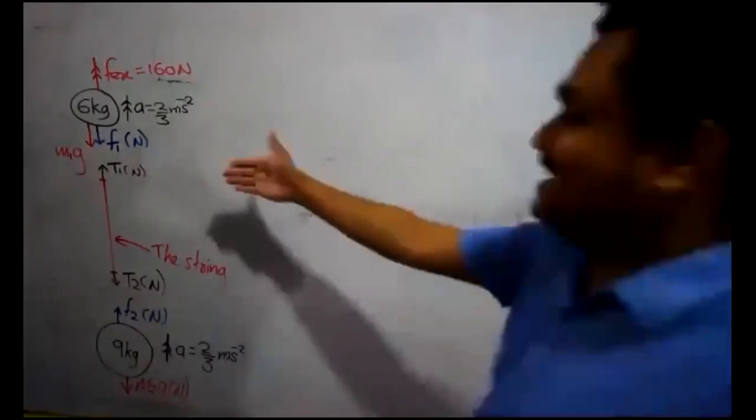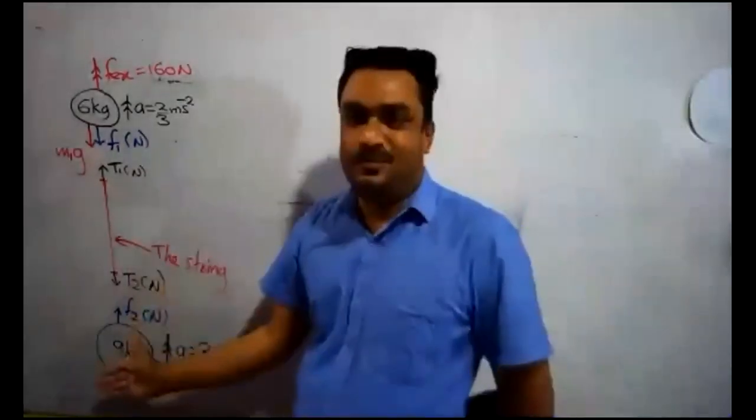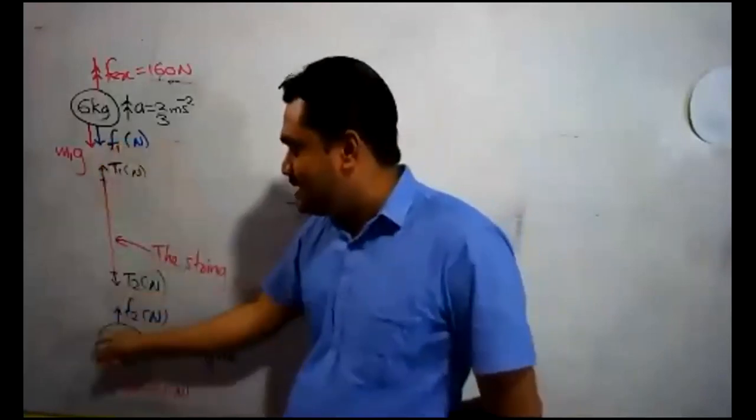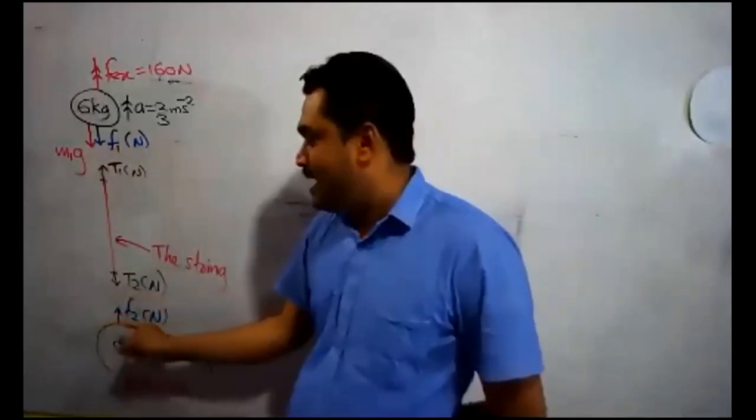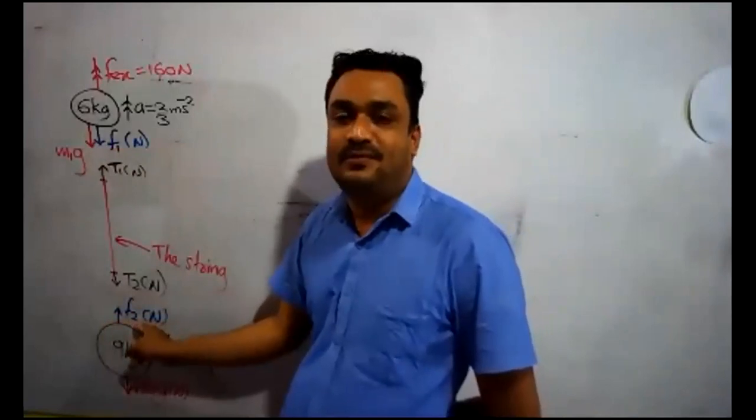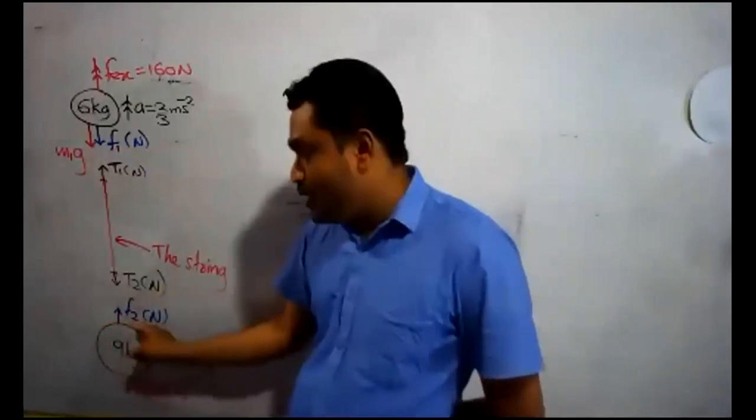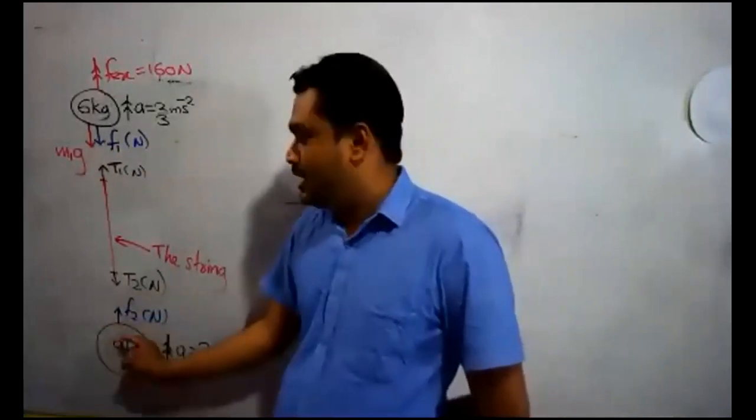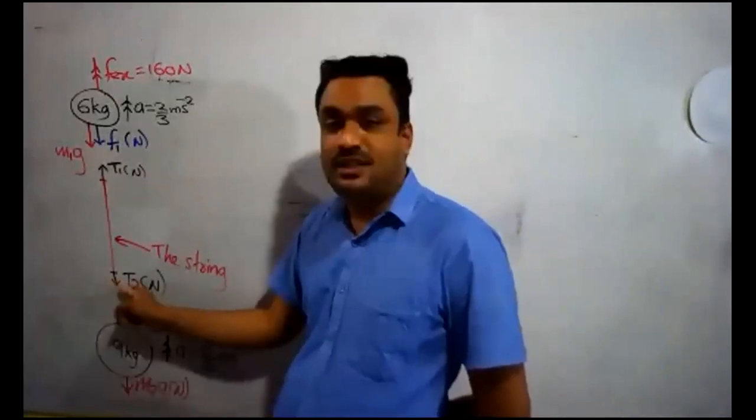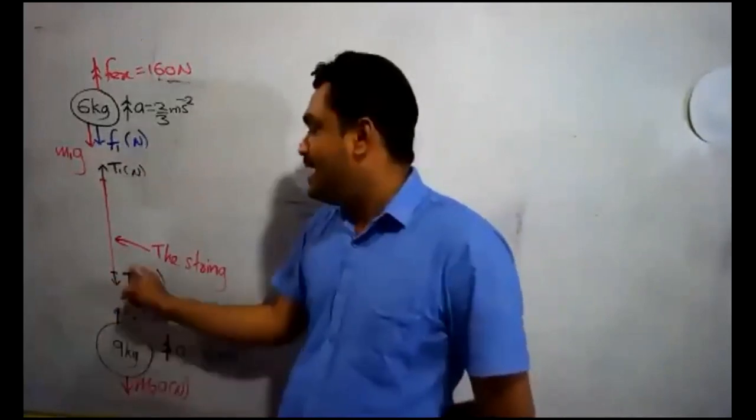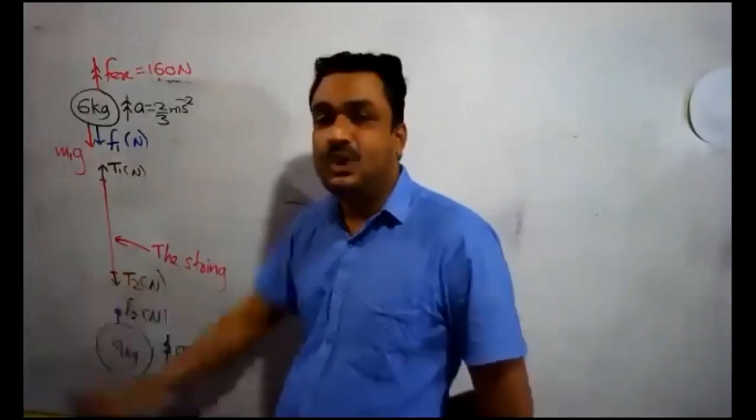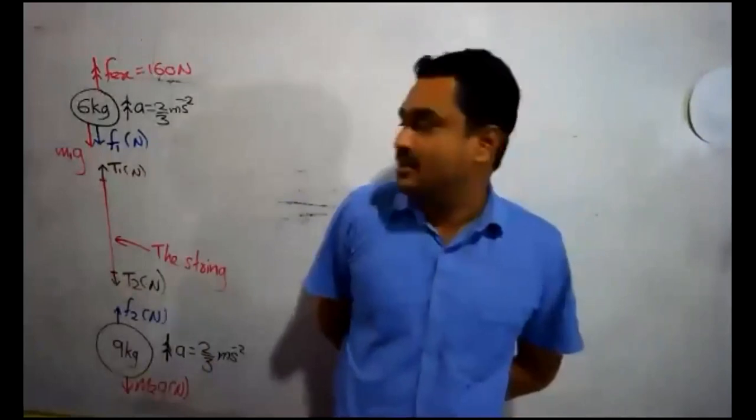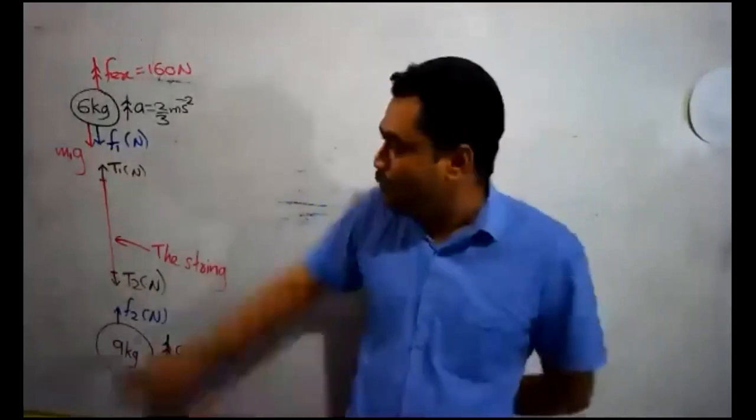So a string is connected to the 9 kg object. So when the string is moving up, it pulls the 9 kg object by giving a force of simple F2 Newton. According to Newton's third law of motion, the 9 kg object should give equal and opposite reaction force to the string. I have marked that force as T2 Newton. Right. Next star point.